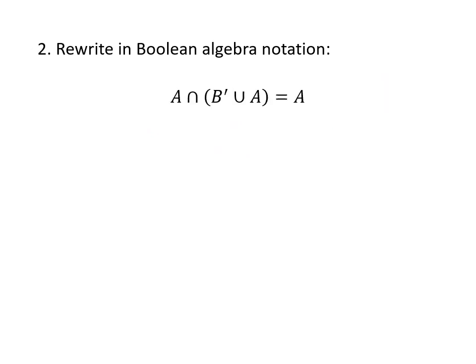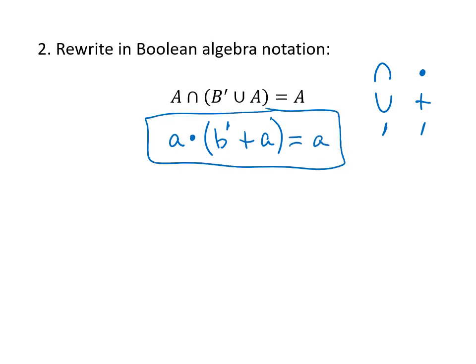Now we have a similar set equality that we want to rewrite in a corresponding Boolean algebra notation. So again, the set operations correspond to Boolean algebra operations. Intersection corresponds to multiplication, union corresponds to addition, and complement corresponds to prime. So again, we use lowercase letters, so capital A becomes little a, intersection becomes multiplication, B prime becomes lowercase b prime, union is plus, capital A becomes little a, and then equals little a. So there's my set notation written in Boolean algebra notation.